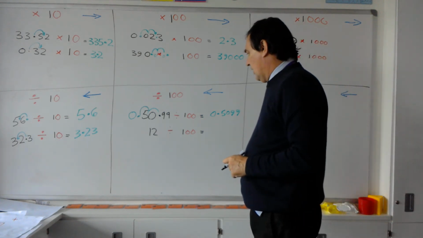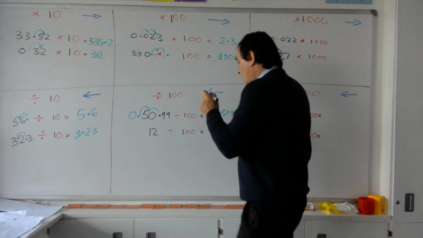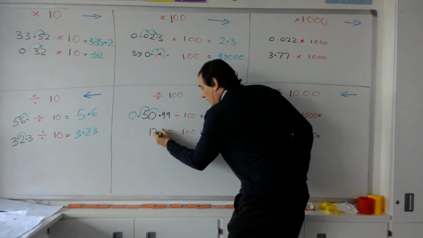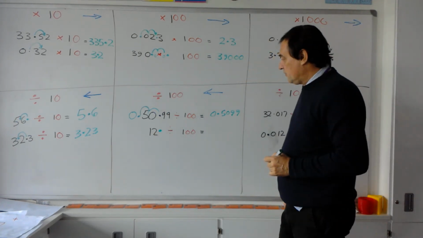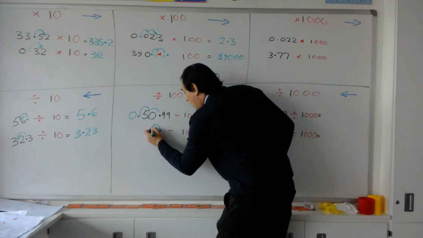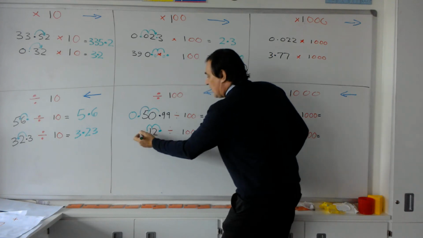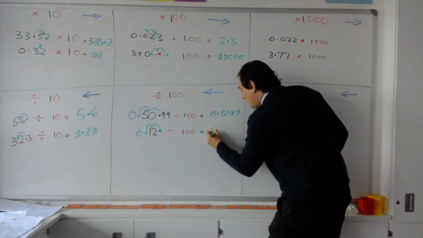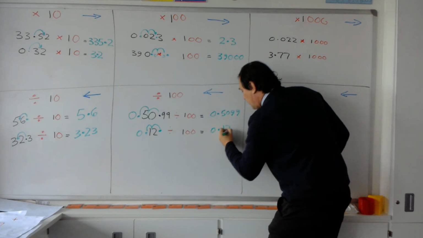Let's have a look here. 12 divided by 100. Again, no decimal point, so we've got to put one in this time, at the end. Divide by 100, so that's 2 to the left. 1, 2. I'm at the beginning of the number, so a 0 point's got to arrive here. We've got to put that 0 before the decimal point to give us 0.12.